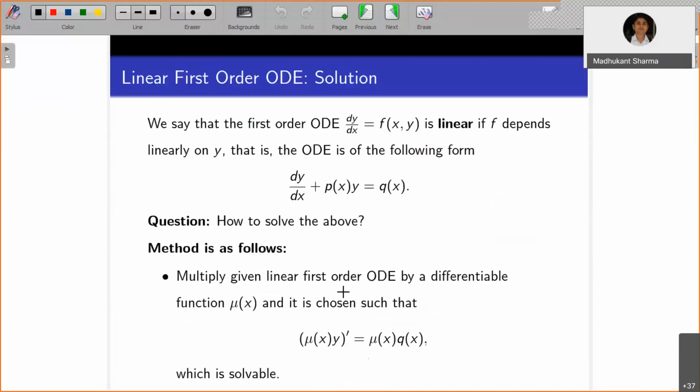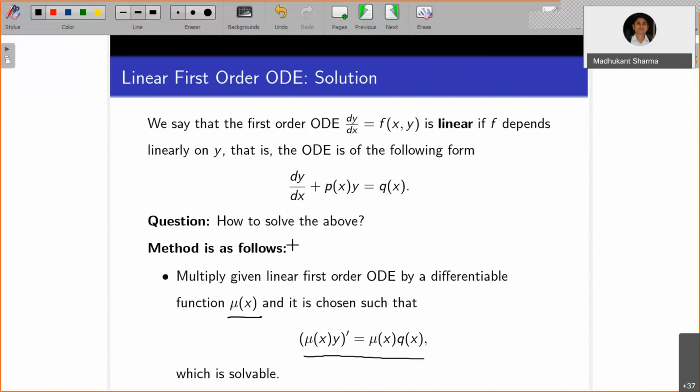So I have already explained this. The method is as follows. Multiply the given linear first order ODE by a differentiable function, chosen such that this happens, and which is solvable. You can integrate both sides and add an arbitrary constant, and you can find out the solution finally.